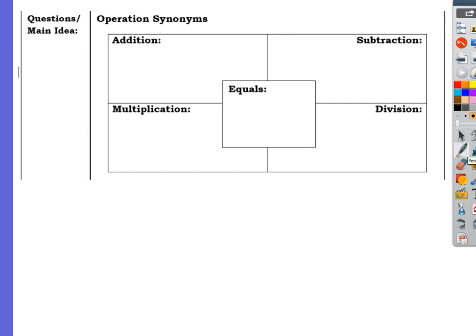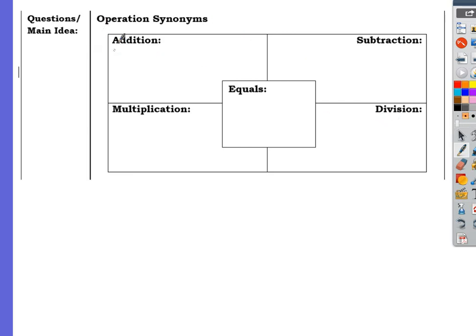So the first thing we're going to do is look at some keywords, and being able to pull out those keywords from your word problems and understand what operation they actually mean. So keep in mind, these are not the only words you could see in a word problem, but these are some of the common ones that keep reoccurring.